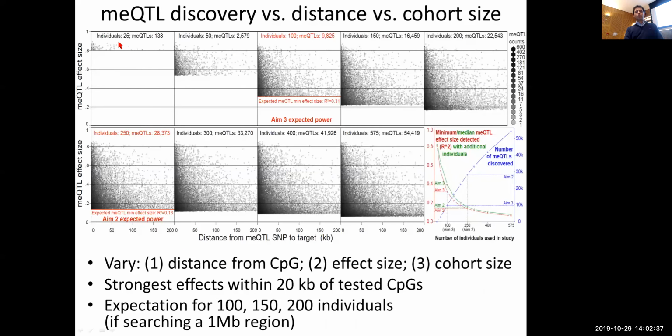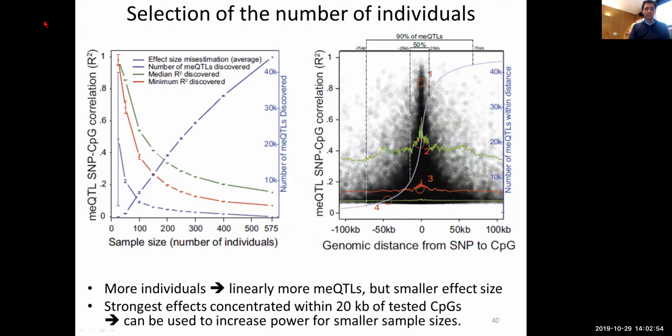The other question you can ask is, how reproducible are these effects? Namely, yay, I'm so excited, I found some eQTLs with 25 individuals. If I now go to 500 individuals, are these still significant? So what is the validation rate of these methylation QTLs? How many turn out to be real? And the answer is quite abysmal.